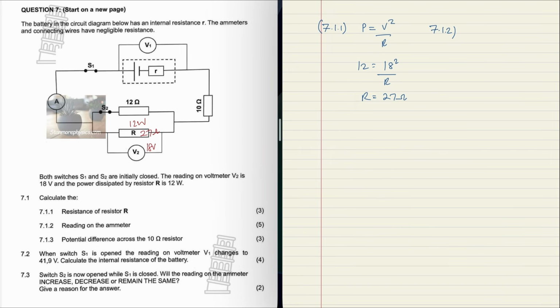7.1.2 says calculate the reading on the ammeter. So the ammeter here is reading the total current. So we have a few options here. One option is to calculate the total resistance, and once we calculate the total resistance, we can then calculate current, and then we can calculate the reading on ammeter A. So it is worth 5 marks. So there are going to be a few calculations that need to be done.